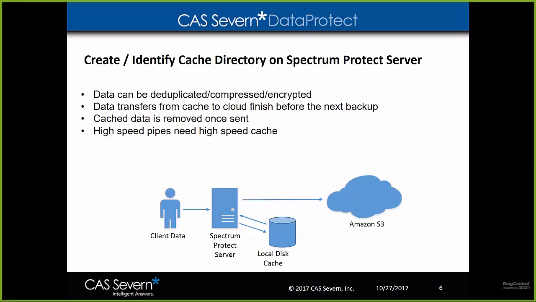If you have a dedicated network to Amazon using Direct Connect, then you're going to need a high-speed pipe. So at that point, your cache also needs to be high speed. If you have a 10 gigabit connection to Amazon S3, solid state drives for the cache make a lot of sense. If you have a 1 gigabit or slower link, then the use of SAS drives is fine. While 15,000 RPM drives are preferred, 10,000 work just fine.